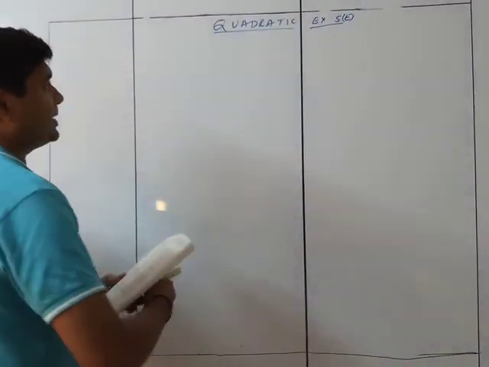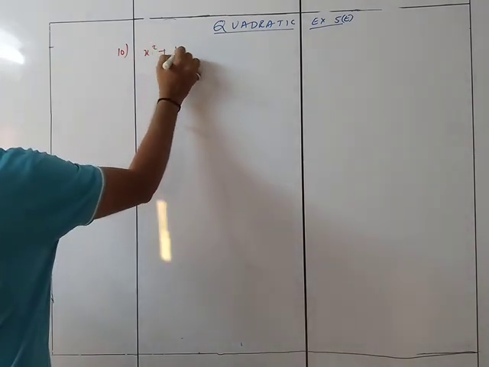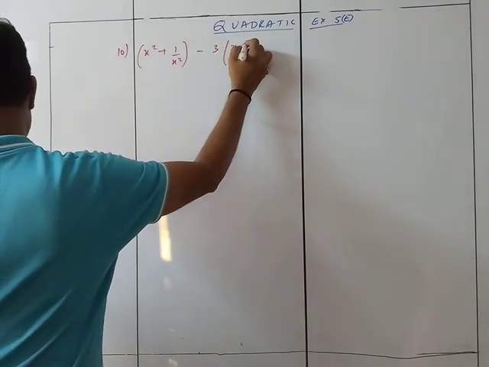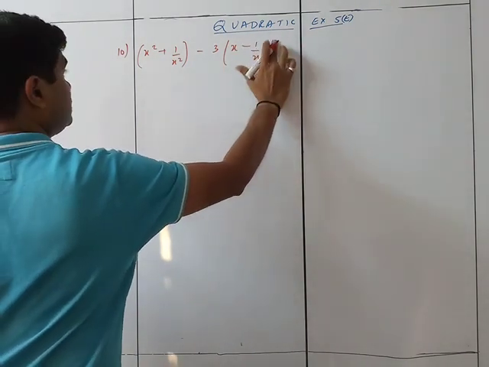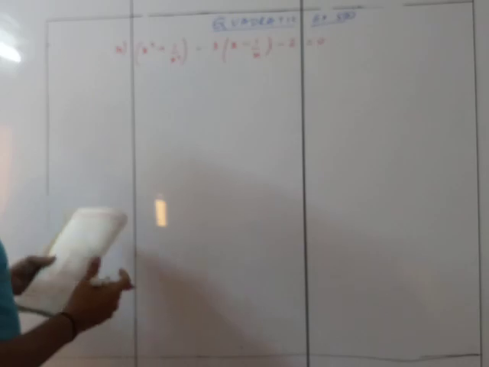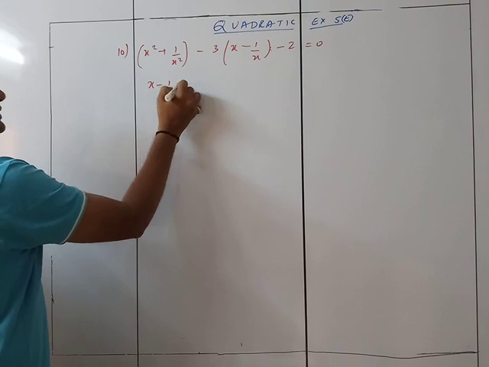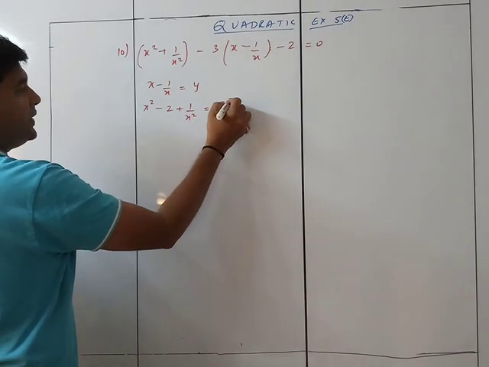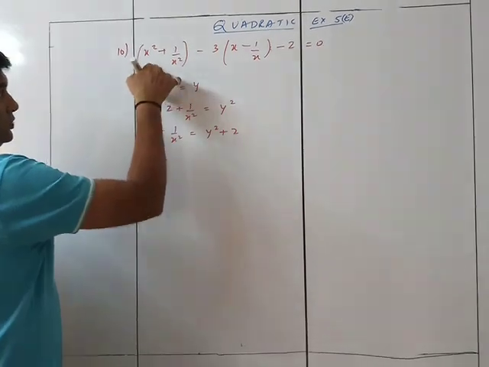Okay, so now we have sum number 10. It is x square plus 1 upon x square minus 3 into x minus 1 upon x minus 2 is equal to 0. Same thing again, you are going to take x minus 1 upon x is equal to y. So x square minus 2 plus 1 upon x square is equal to y square. So x square plus 1 upon x square will be y square plus 2.